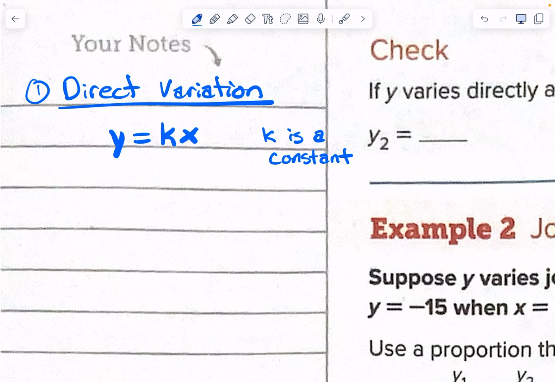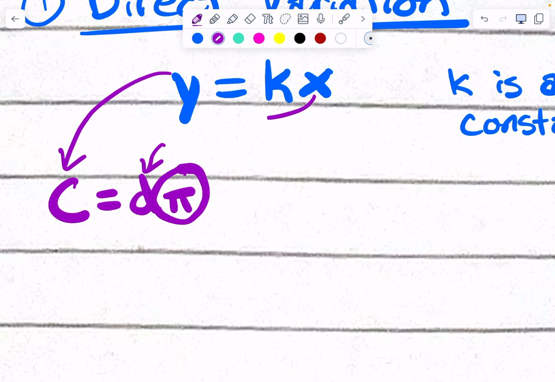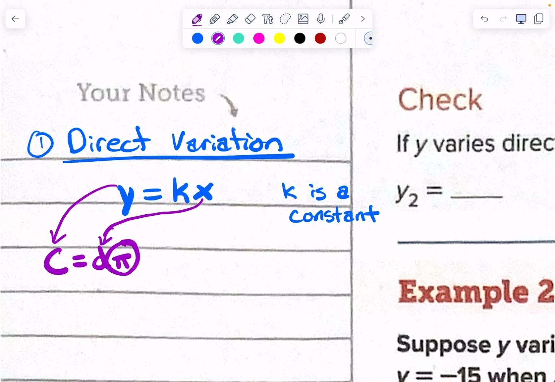What is a constant? Like a number, right? Okay, so an example of direct variation would be circumference is equal to diameter times pi. Pi would be your constant, true? Because pi stays the same number. The diameter is what would be changing. So in this case, y is your circumference and x is your diameter. Does that make sense? That is a direct variation.